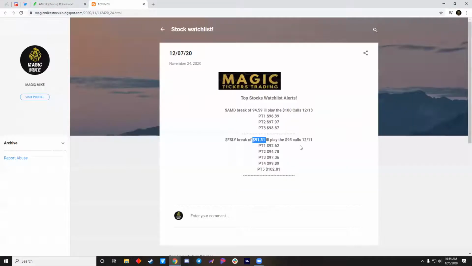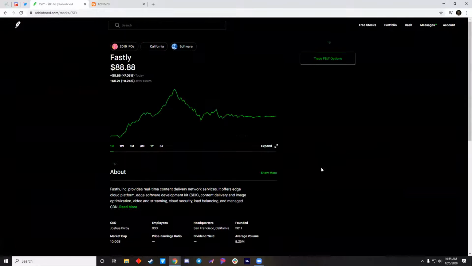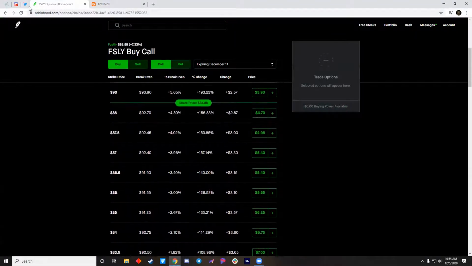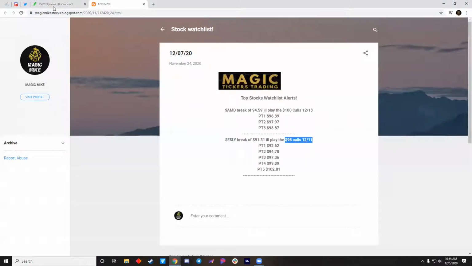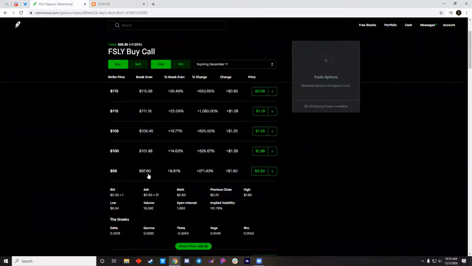So with that being said, we're going to go ahead and pick a $95 12.11 call. Let's take a look at what this looks like for Fastly and why I would choose this call. So Fastly, December 11th, $95 strike. We're at $88 right now, and we'll hit the 95s right here.